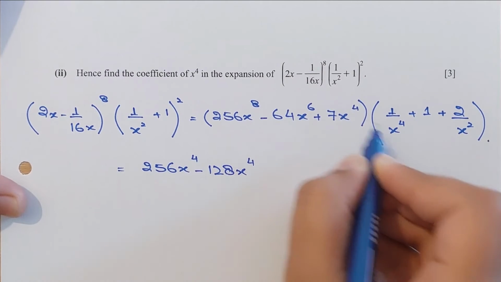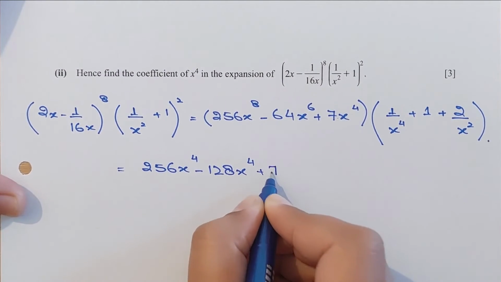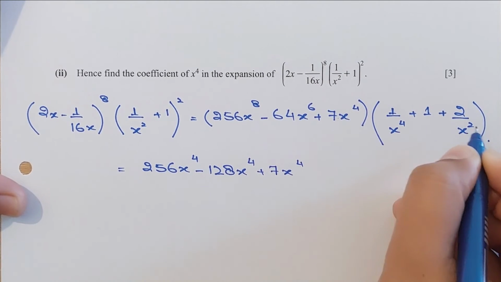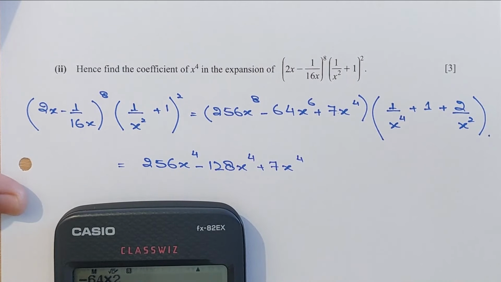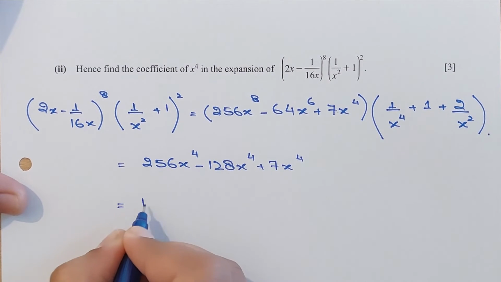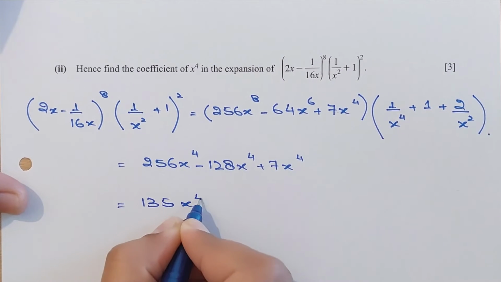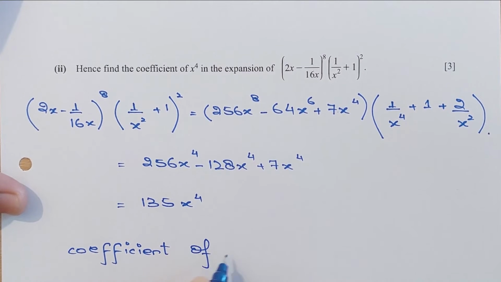Okay, this with the x^4 is cancelled. We have just a constant term, and 7x^4 times 1 is 7x^4. These are the x^4 terms. So let me simplify: 256 minus 128 plus 7 is 135x^4. So we can say the coefficient of x^4 is 135.